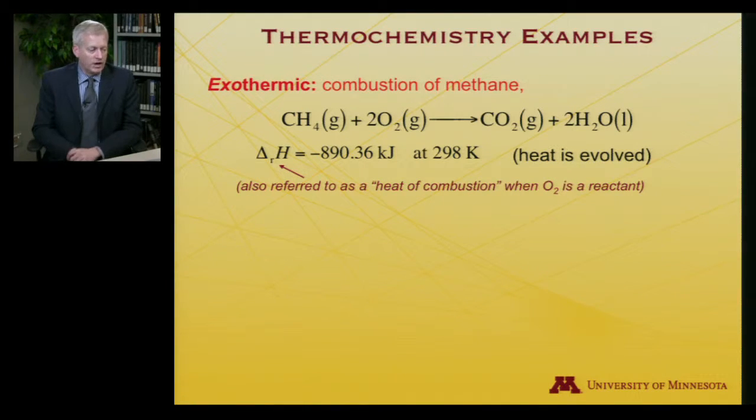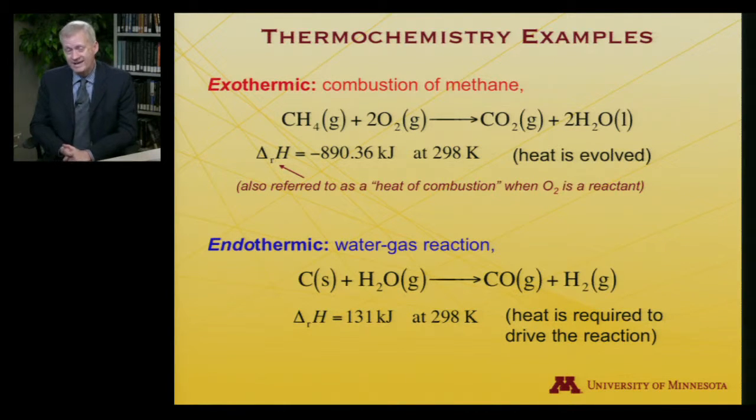So what's an example? An exothermic reaction might be combustion of methane. So methane gas plus 2 moles of oxygen gas goes to carbon dioxide plus 2 moles of water. Heat is evolved. This is an exothermic reaction. Everybody knows this. You burn natural gas, you make heat. And in fact, the heat of reaction is minus 890.36 kilojoules for this reaction as written at 298 Kelvin. Because we're actually reacting with oxygen, there's another name associated with this. This is a heat of combustion.